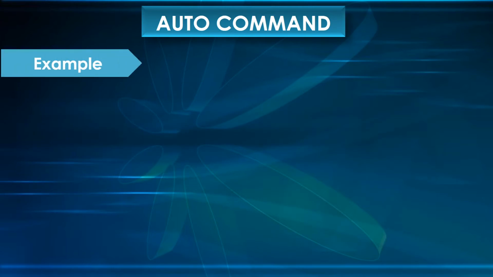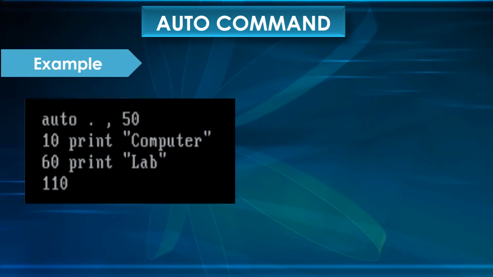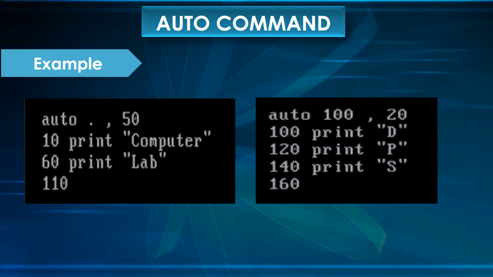Here are some more examples for the auto command. Auto dot comma 50 means the dot indicates that it will follow the previous line numbers, and comma 50 means with the increment 50. As you can see, the line numbers are 10, then 60 and then 110. In another example, I have typed auto 100 comma 20, which means that it will start from line number 100 and give the increment as 20. So the line numbers are 100, 120, 140, 160 and so on.